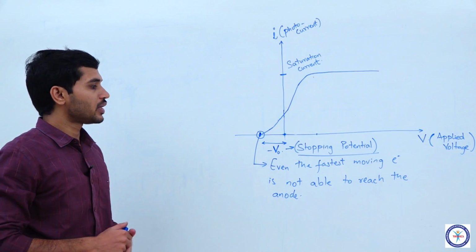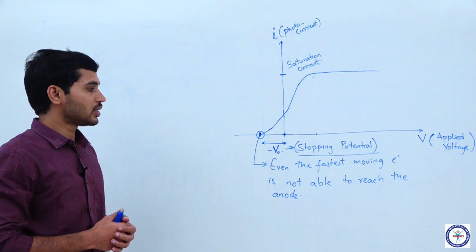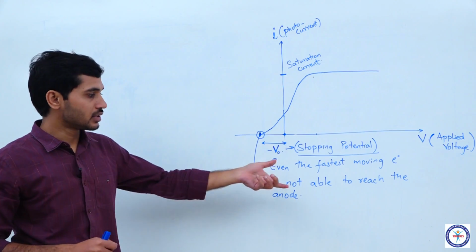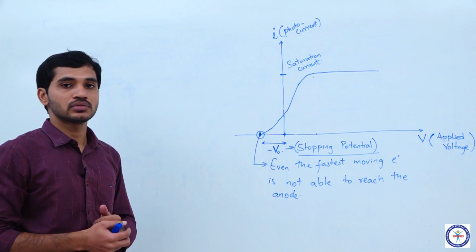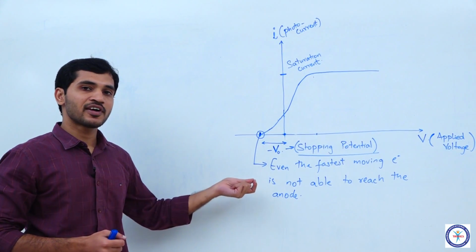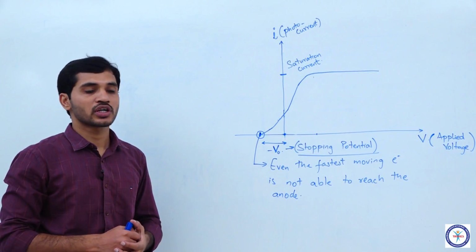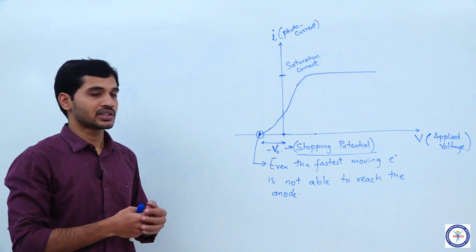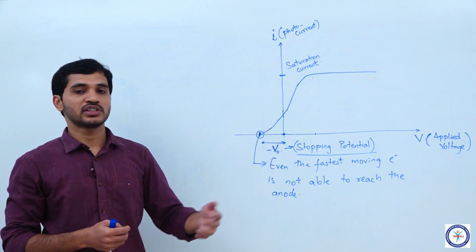Now we will understand the mathematical logic behind this stopping potential. I have stated it over here. Let us put that into an expression form. At stopping potential, even the fastest moving electron is not able to reach the anode. It is being decelerated in such a way that it stops even before reaching the anode.